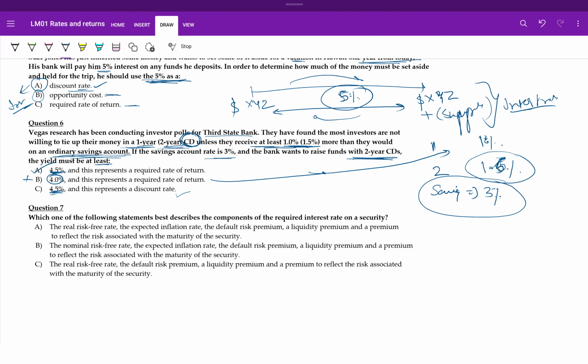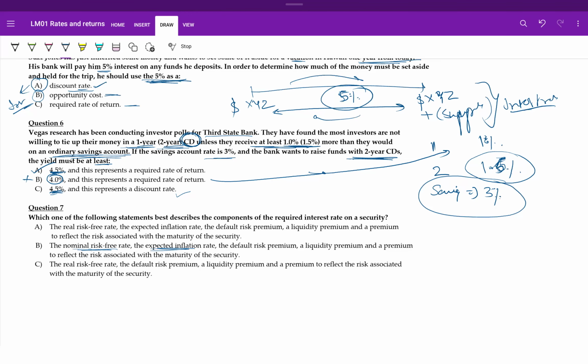Now let's move to question number 7. Which one of the following statements best describes the components of the required interest rate on a security? We have options: real risk-free rate, the expected inflation rate, default risk premium, liquidity premium, and a premium to reflect the risk associated with the maturity of the security. Then, nominal risk-free rate and expected inflation rate.